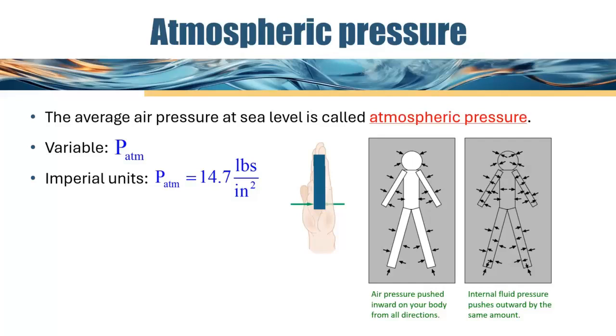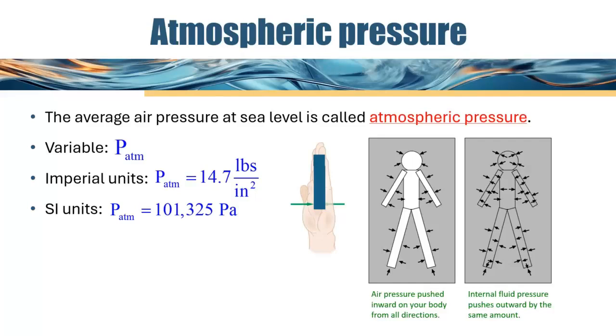So what about in SI units? The atmospheric pressure, the value for atmospheric pressure in SI units is 101,325 pascals. We need to know this number. So I like to say 101,325. Atmospheric pressure is 101,325 pascals.